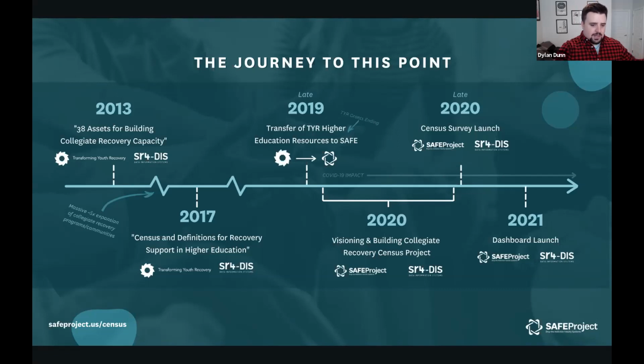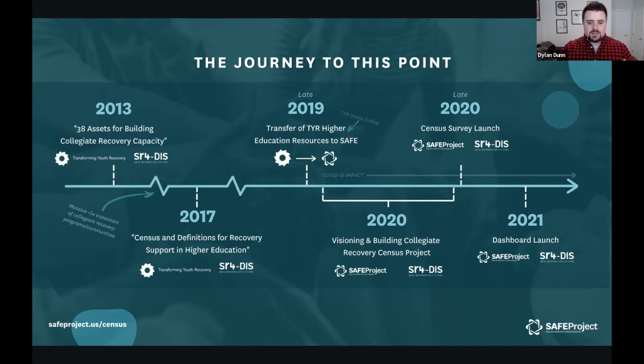So again, 2013, not very much collegiate recovery. We're getting there, we're building, we're spinning our wheels. 2017, at that point, TYR had really put some stilts under this work with data alongside SR4. And then between 2017 and 2019, a lot of those initial grants started expiring, and we started seeing some of those universities really take off, some of them kind of stagnate.